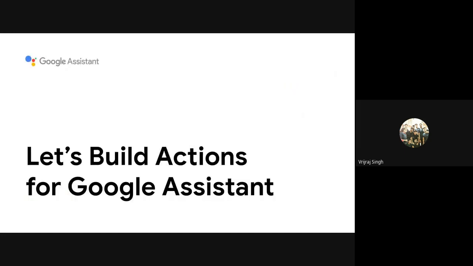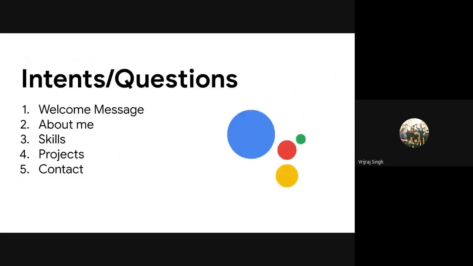Okay, so let's build Google Actions for Google Assistant. What I'll do here today is create a resume. Let's say you can create a resume with the help of Google Docs or maybe a Microsoft document, where you can add your name and mention your information, like about, projects, technical skills, and achievements.